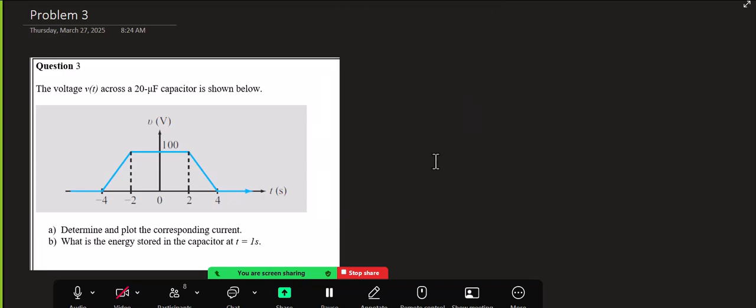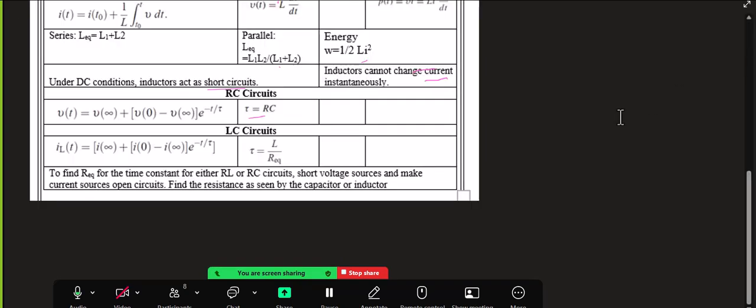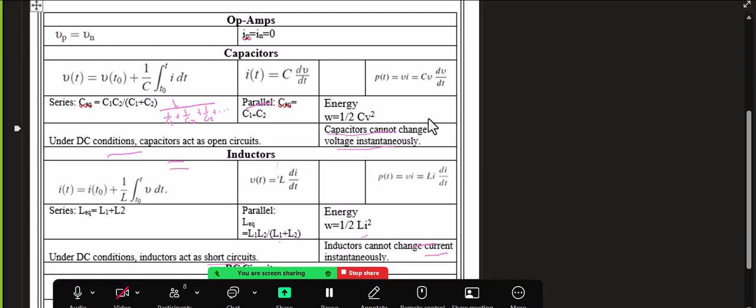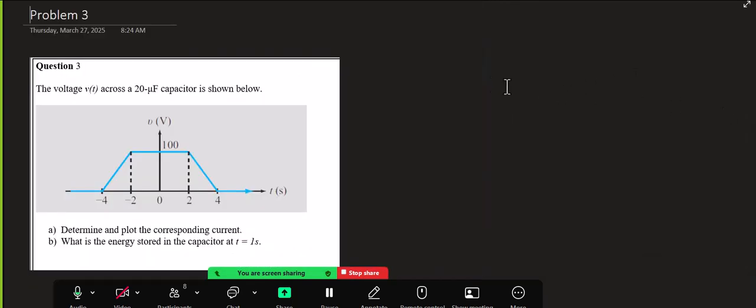All right. Okay. Determine and plot the corresponding current, and we have a capacitor. So we want to look at our formulas for capacitors. And for capacitors, we see that current is C dV/dt, and in our problem we have voltage. So current is C dV/dt.